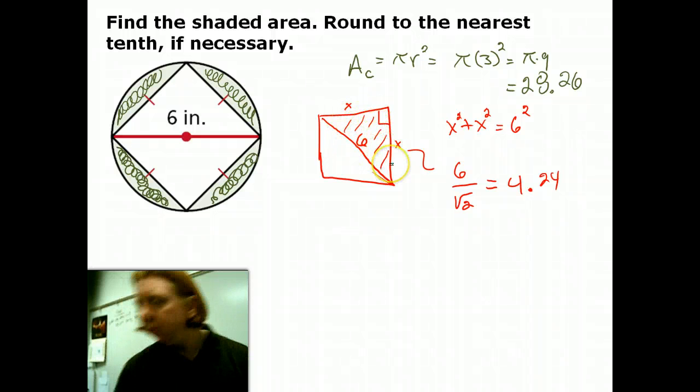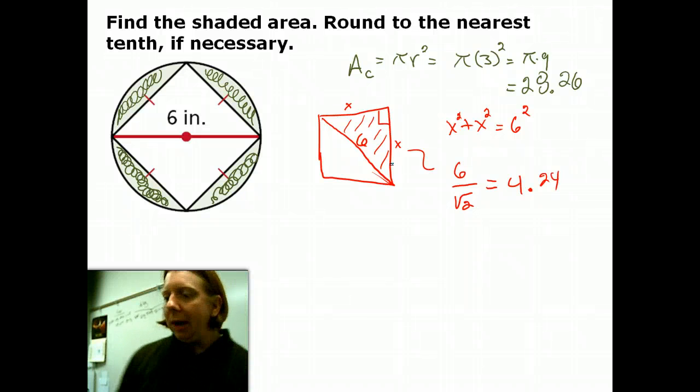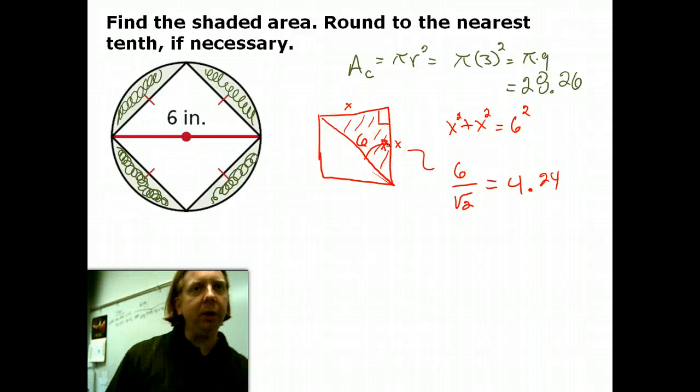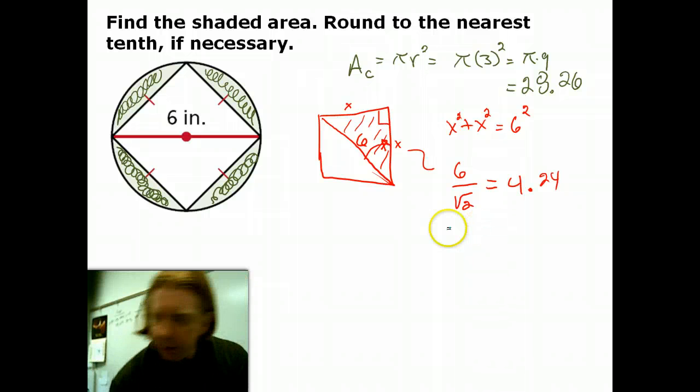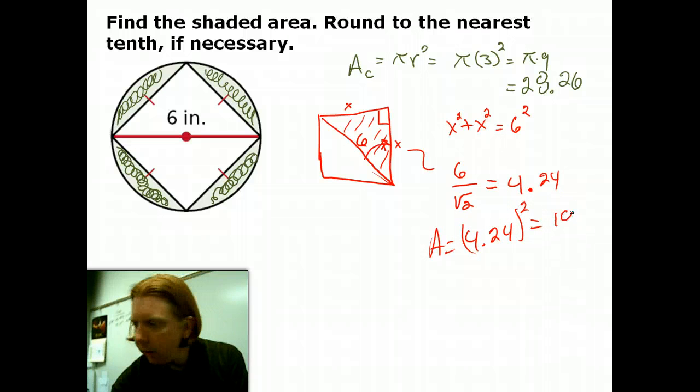The Pythagorean theorem says a squared plus b squared equals c squared. Or I could use that special right triangle property we've talked about and say, since I'm going from the hypotenuse to a leg, I divide by the square root of 2. So now that I've got that number, the area of that square is 4.24 squared, which is a perfect 18.